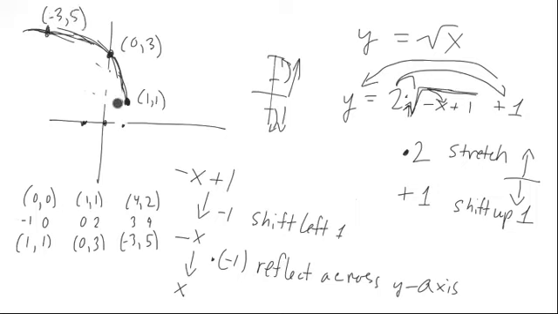So we've successfully transformed the graph of y equals square root of x according to how we were able to write this equation and then know where final points land on it.